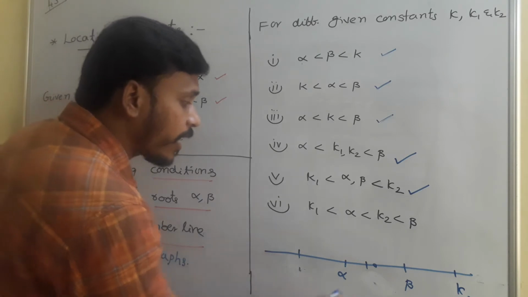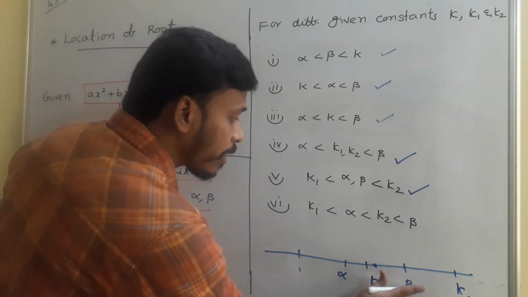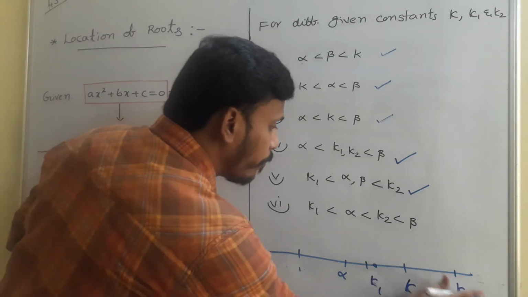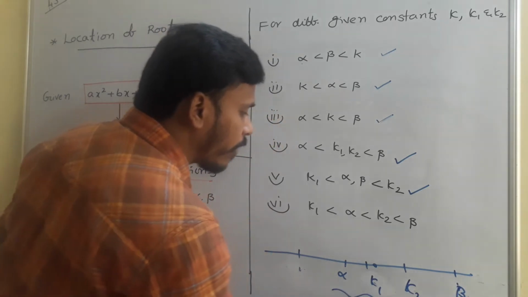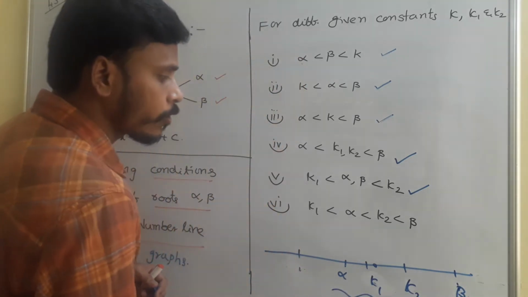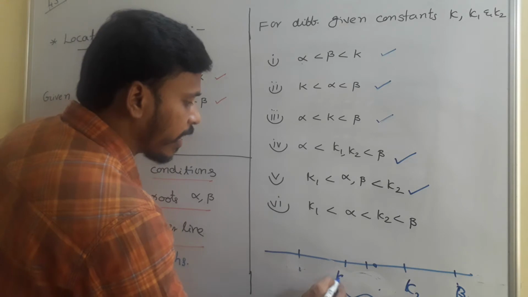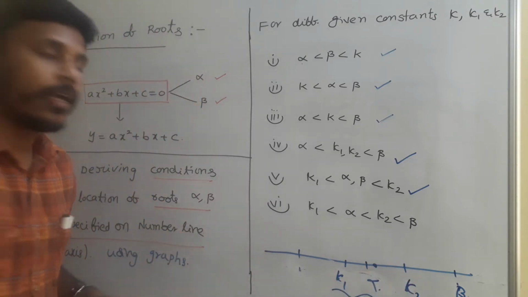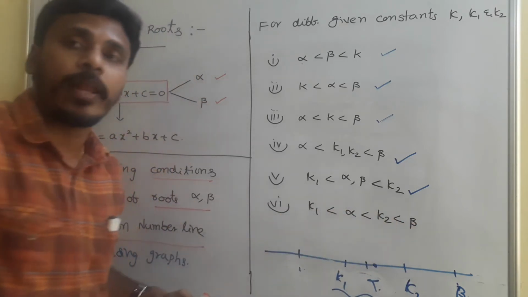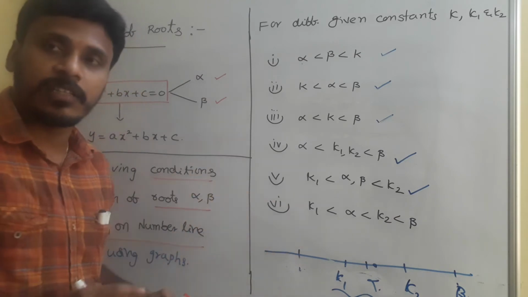If alpha is less than k1, less than k2, and then we have beta like this, alpha k1 k2 beta. The seventh condition is like this: k1 alpha k2 beta. If the order of these four numbers on the x-axis is like this, then that is the seventh condition.